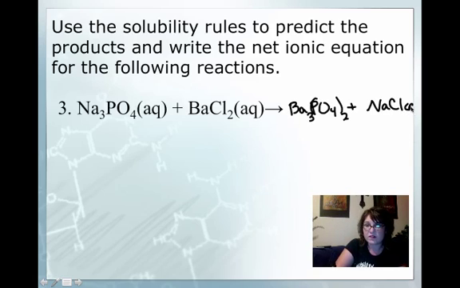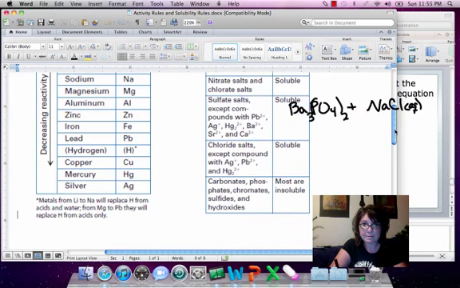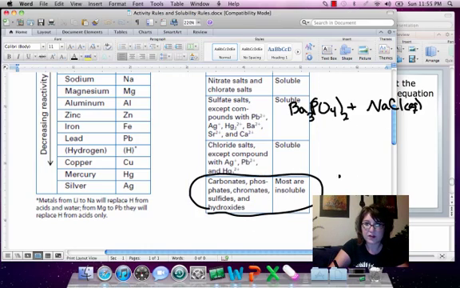Now we know that salt is aqueous. The ocean's full of it, right? Full of salt. It's all dissolved. What about phosphates? Let's find that rule. Here's our solubility rules. Phosphate is down here on the bottom. Yeah, carbonates, phosphates, chromates. See right here? It says most are insoluble. The only ones that are soluble are those alkali metals, right?